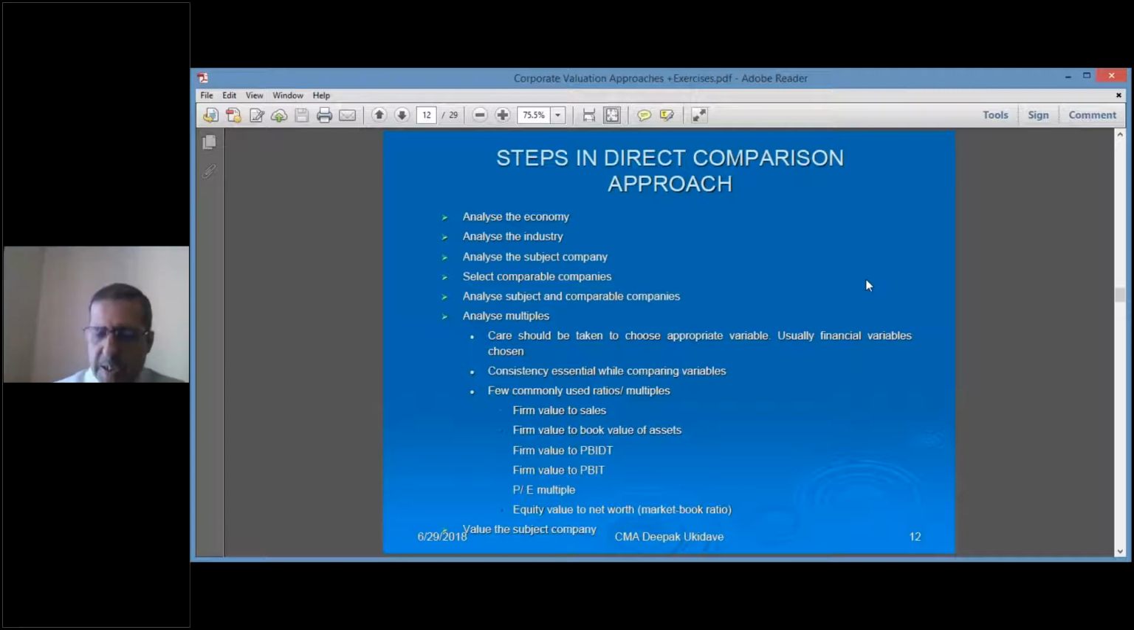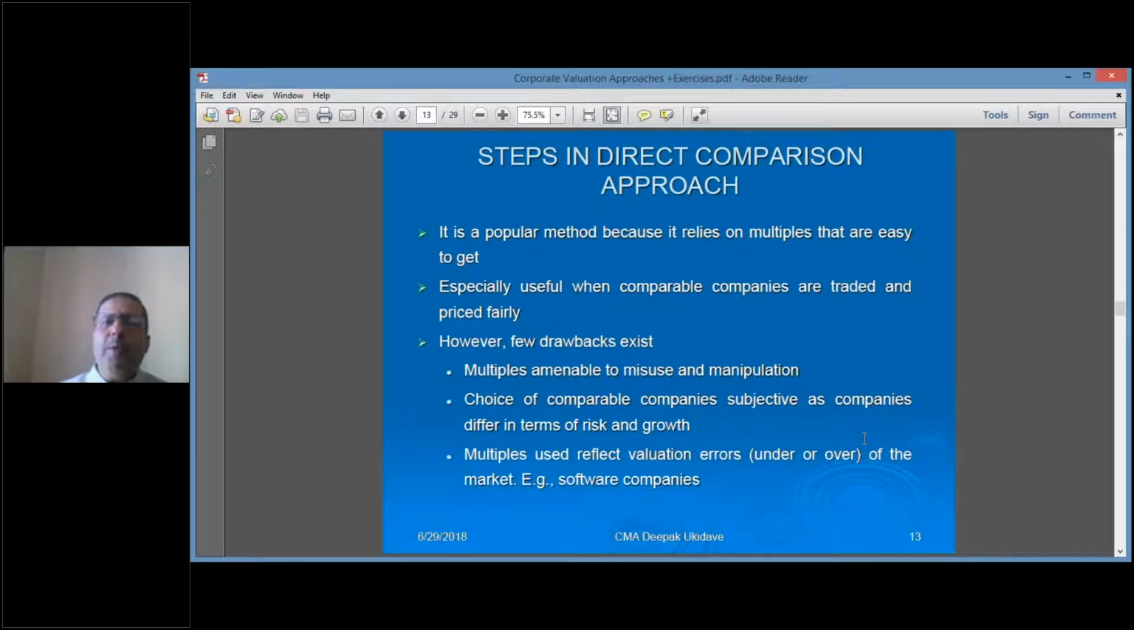So these are limitations which I have discussed in the subsequent slide. You can see a few drawbacks of this comparable company approach. Multiples are amenable to misuse and manipulation. I told you which performance indicators to use is subject to discretion. Choice of comparable company itself is subjective. That is the second, and the weightage which is assigned. Multiples used reflect valuation errors, under or over valuation of the market. That is software companies.